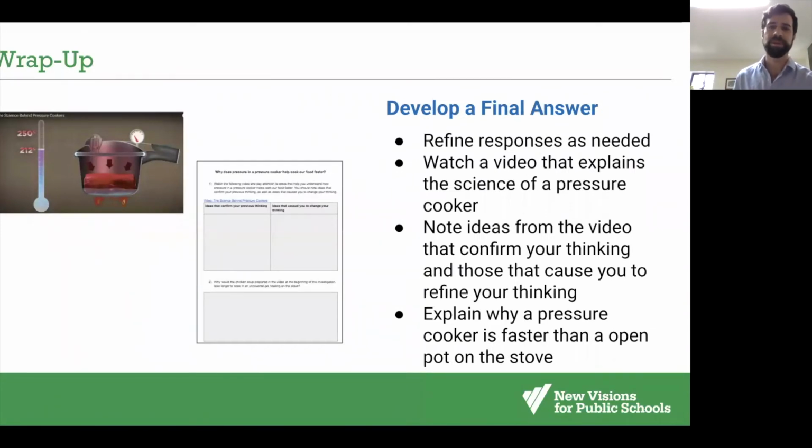And then finally, developing a final answer. In this particular learning plan, students would have an opportunity to refine their responses based on that feedback we were just talking about. But then after that, they could watch a video that gets a little bit more into the nitty gritty, and maybe some things they might not have thought about, what causes or how a pressure cooker works. And they're given the opportunity to note ideas that confirm their thinking, and then the ones that perhaps cause them to refine or change their thinking. And lastly, they compare all these things that they learned about a pressure cooker and think about how that's different in a pot with no lid on.